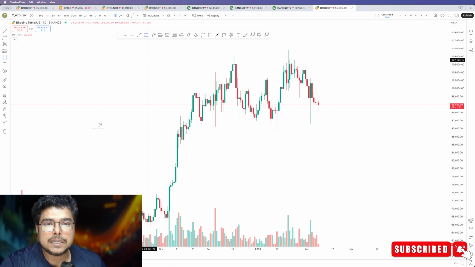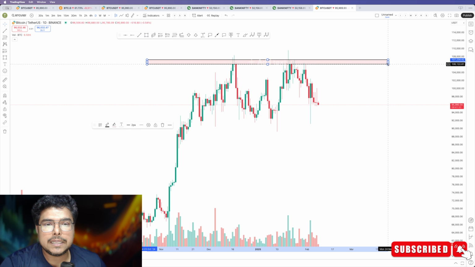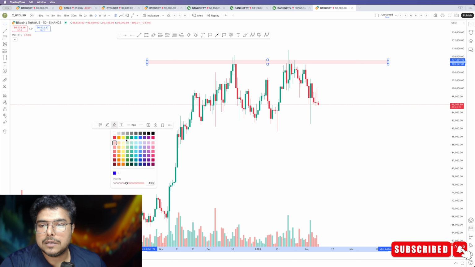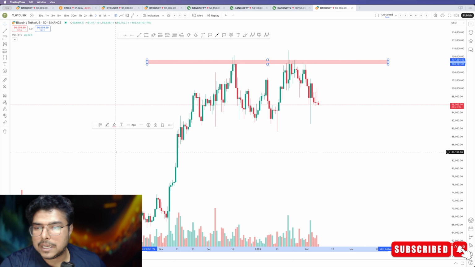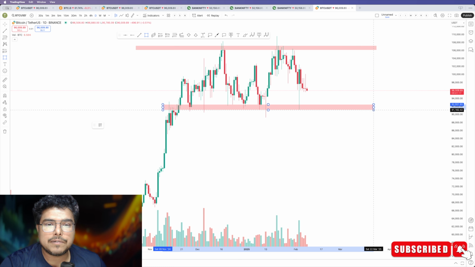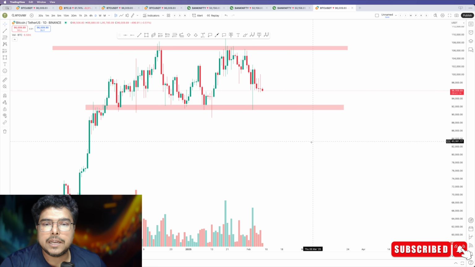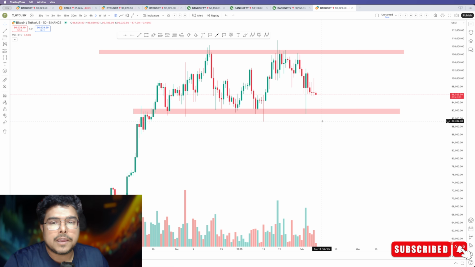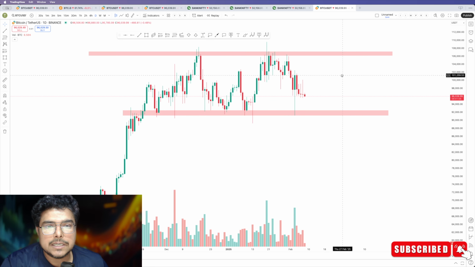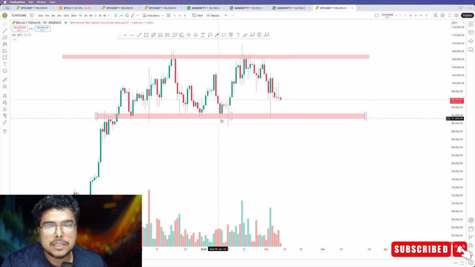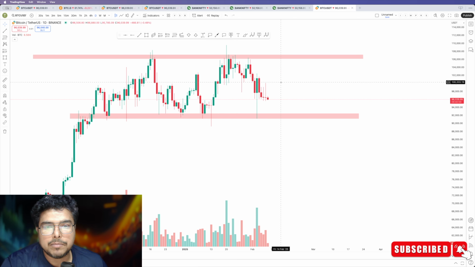So if I create a line like this, this is the selling pressure. Every time it comes in this range, it gets a declination. So these are the key levels, and you can clearly see whenever it touches this level, it goes up in this range, and then again a similar thing happened.